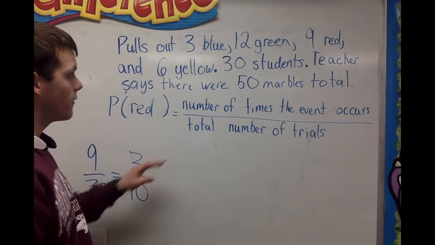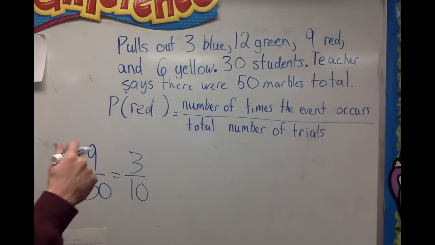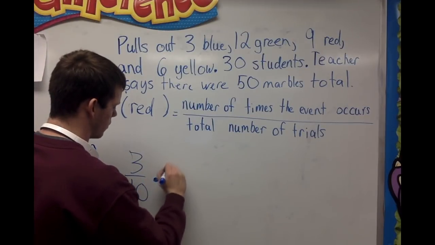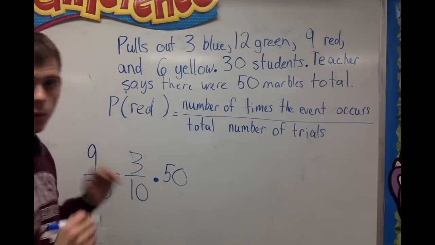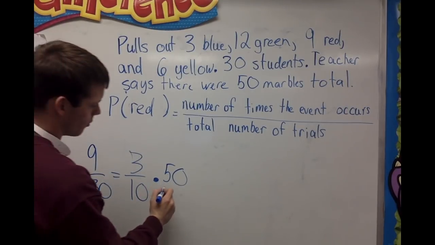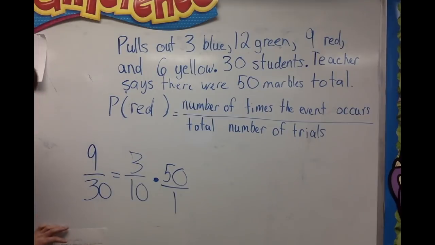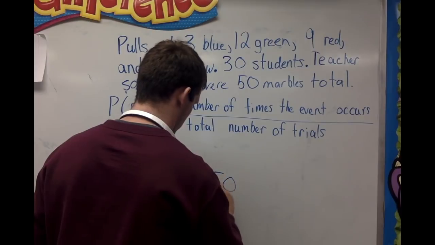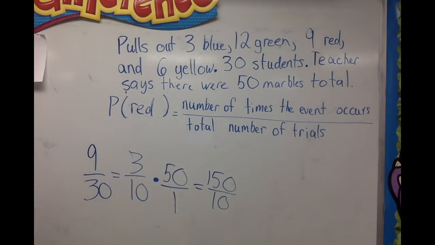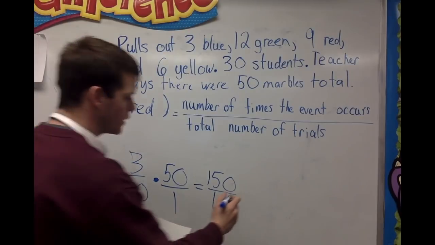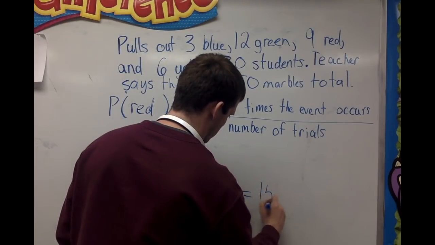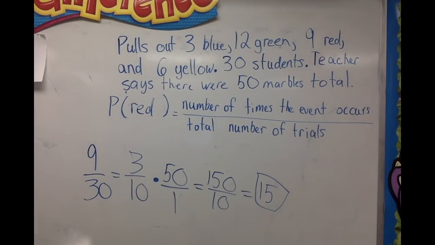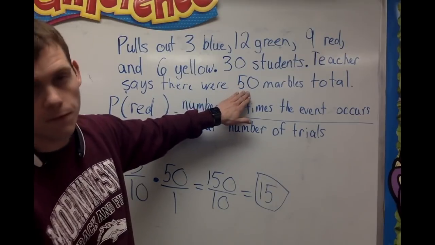So in order to find what the experimental probability is for 50 marbles, all we do is multiply by 50. So we multiply by 50 and we get 150 over 10, which we then reduce down to 15. So 15 is our answer. There were actually 15 red marbles in the 50 marble bag.